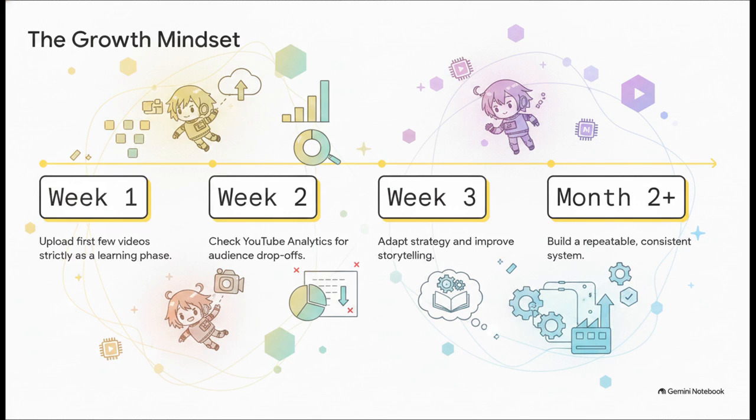Week 1, treat your first few uploads purely as a learning phase. Seriously, do not quit if you only get 10 views. In Week 2, dive into your YouTube analytics to see exactly where viewers are getting bored and clicking off. By Week 3, adapt your strategy based on that data to improve your storytelling. And by month 2 and beyond, your goal is simply to build a repeatable, consistent system.